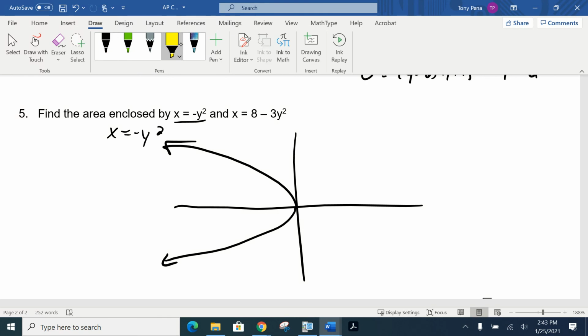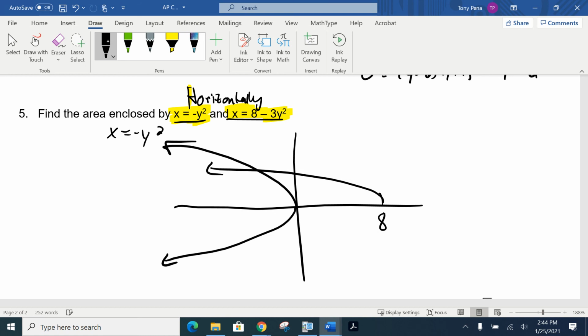Notice how, too, before we get too far along, x is written as a function of y. Same here, x is written as a function of y. So these are both implying that we want to do this horizontally. Okay, they're compatible. Shouldn't have to rewrite any of these equations. Graph this one, so now we're over here at 8. It's a more narrow parabola that opens to the left. The area that's enclosed by them is this region here.